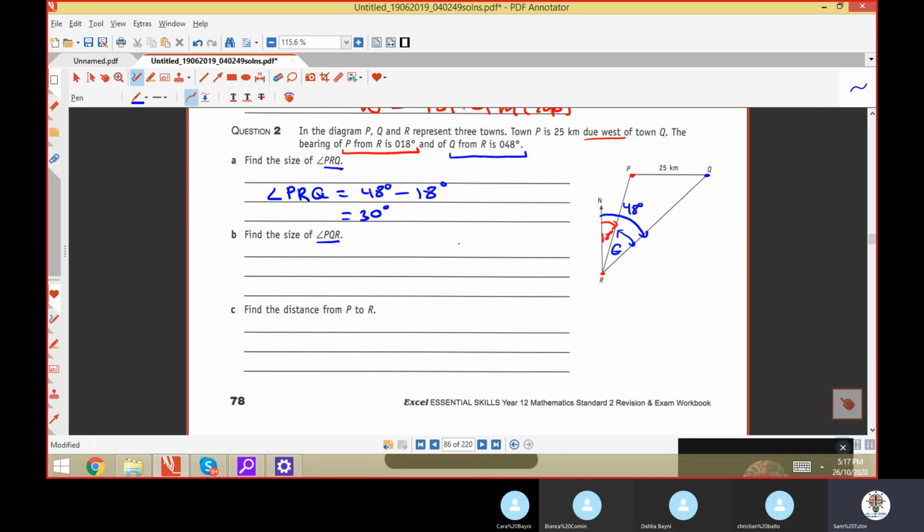Find the size of PQR. PQR, which is this one here. You have to find this one here. What can we do? Particularly in this question, when it asks you to find an angle somewhere else, the good hint is to draw another compass bearing on that position. And hopefully that will give you some hint to solve it. So it says find the angle of PQR. Well, it's here, so let's try to figure this one out. So we know this entire angle here is 48 degrees. Do you acknowledge that?